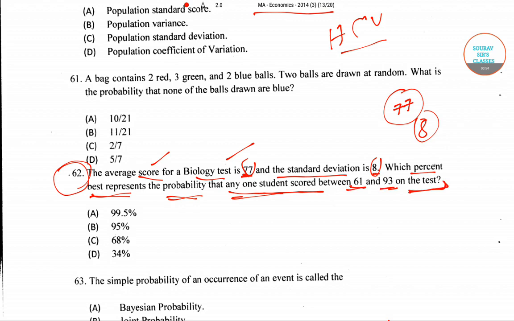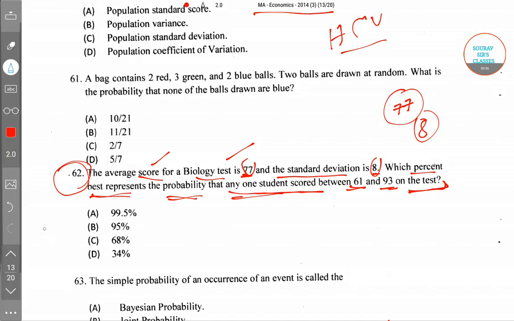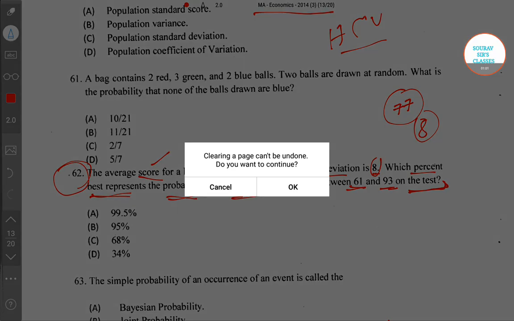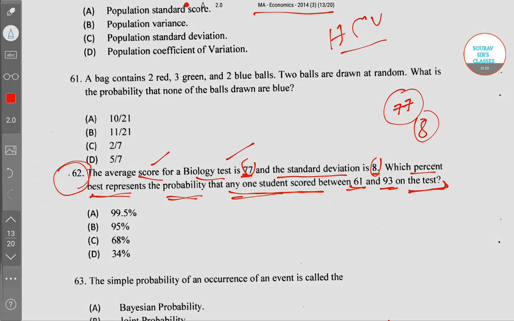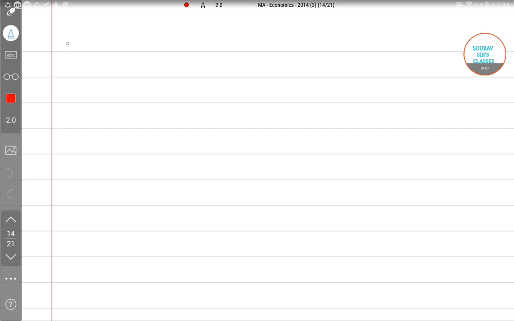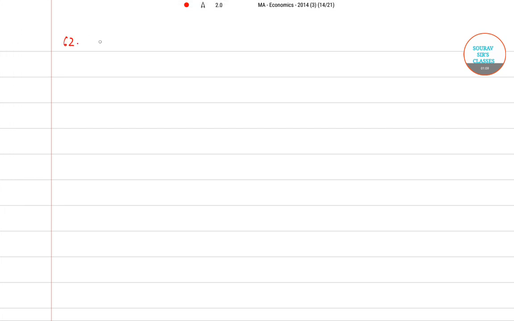So for this, first we have to write down the given facts in the question. So for question number 62, it is given mu is equal to 77 and sigma is equal to 8.